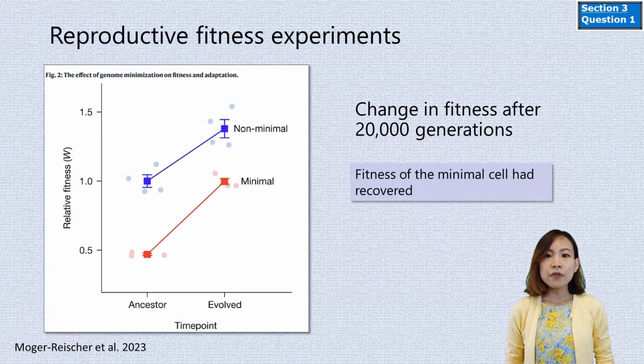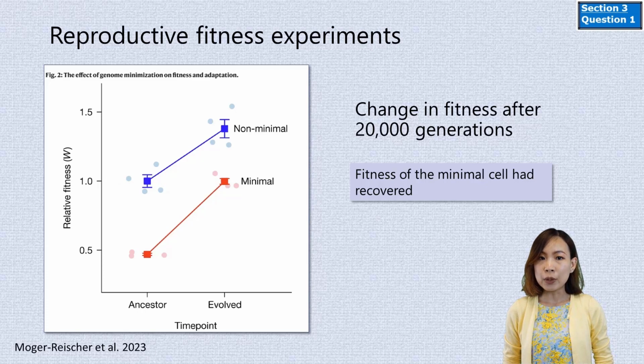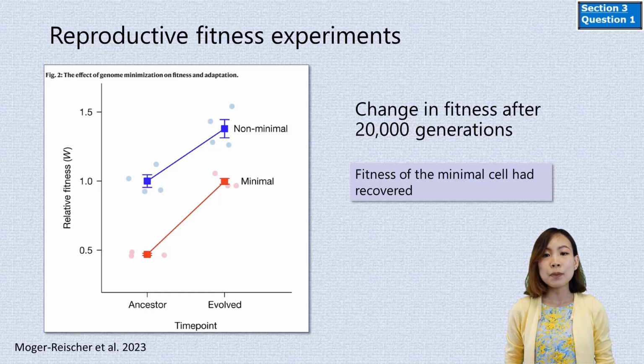Incredibly, by the end of the study period, the fitness of the minimal cell had recovered, and it was now producing the same amount of offspring as the non-minimal cell did at the beginning of the study. Of course, the non-minimal cell line evolved as well, increasing its reproductive fitness, but at a 39% slower rate than the minimal cell line.